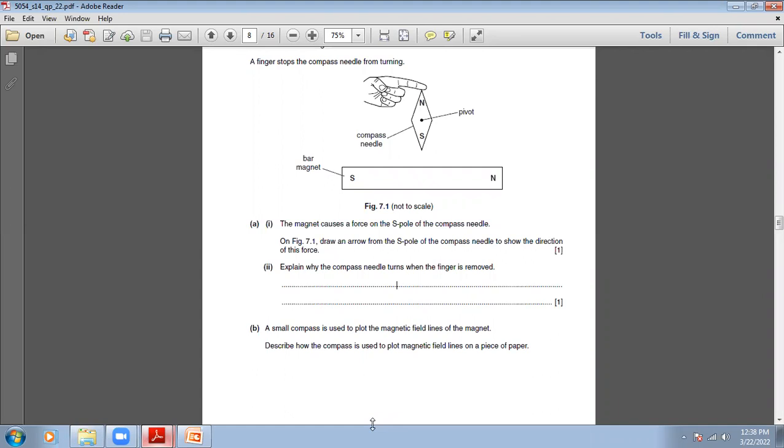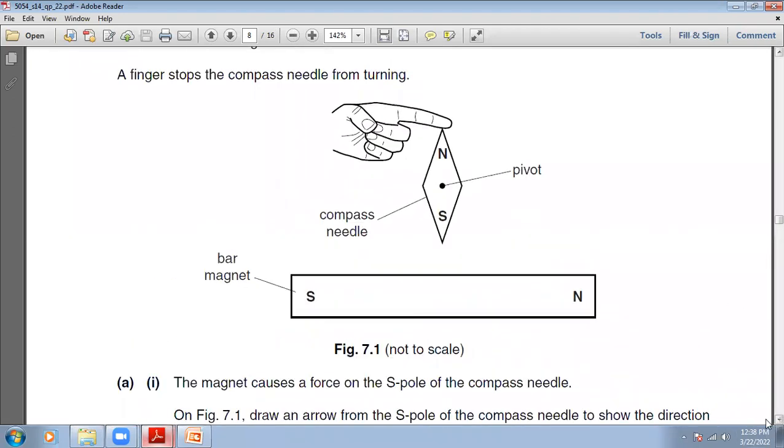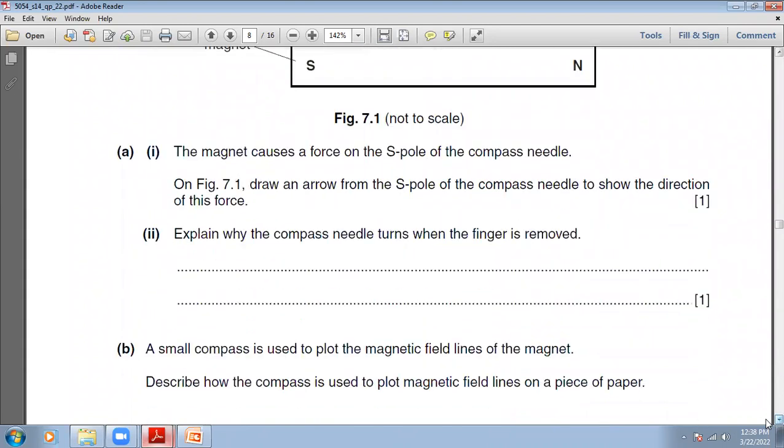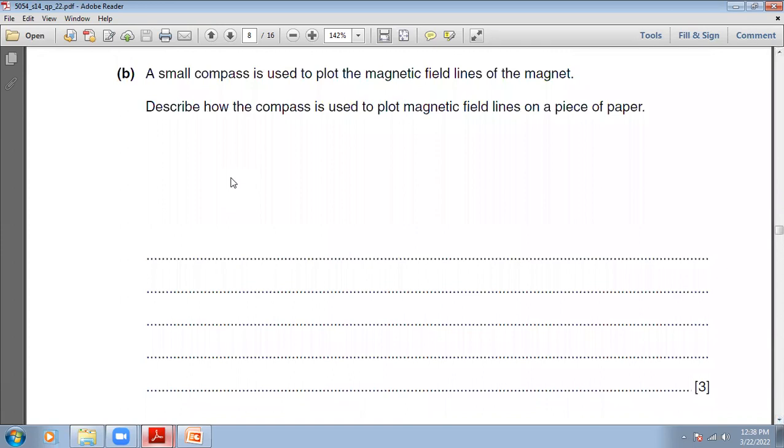A small compass is used to plot the magnetic field lines of the magnet. Describe how the compass is used to plot the magnetic field lines on a piece of paper.